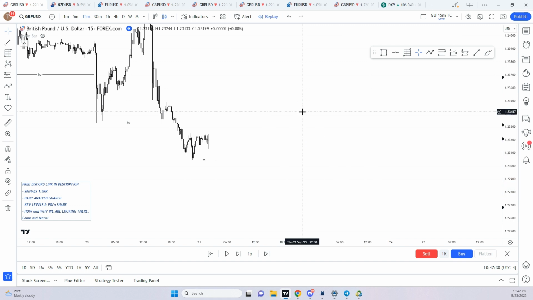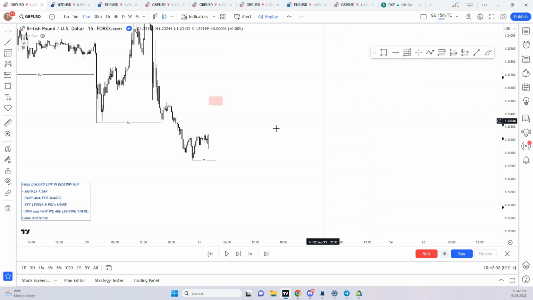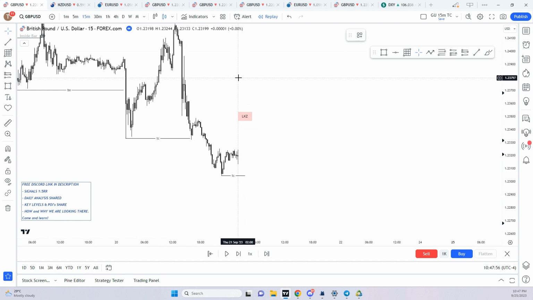So number one is we want to wait for a run on liquidity that happens during a kill zone. So first of all, let me just denote the London kill zone, which is 2 a.m. to 5 a.m. New York local time, which would be this. We'll bring this down. This is our London kill zone. So we want to be hunting for something to happen in this window of time.